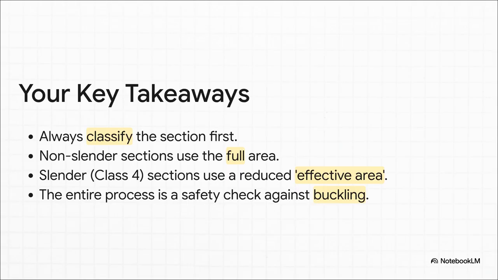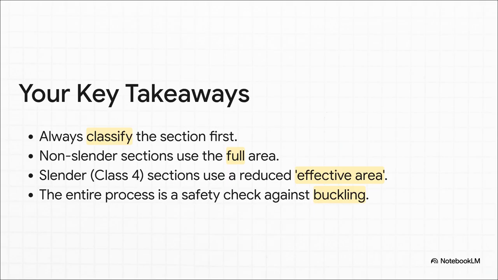Okay, let's bring it all home. What are the key things to remember? Number 1, always classify the section first. That one step tells you which road to take. If your section is not slender, you get to use its full area in your calculations. But if it's a slender Class 4 section, you must calculate and use that smaller, effective area. And remember, the entire point of this careful, deliberate process is to make sure that column is safe from its greatest enemy, buckling.